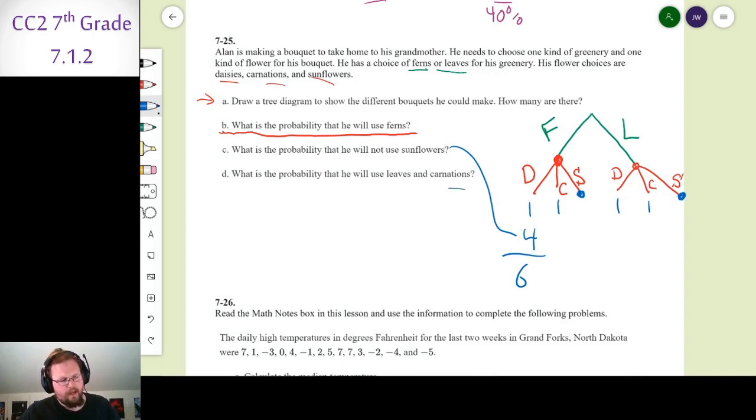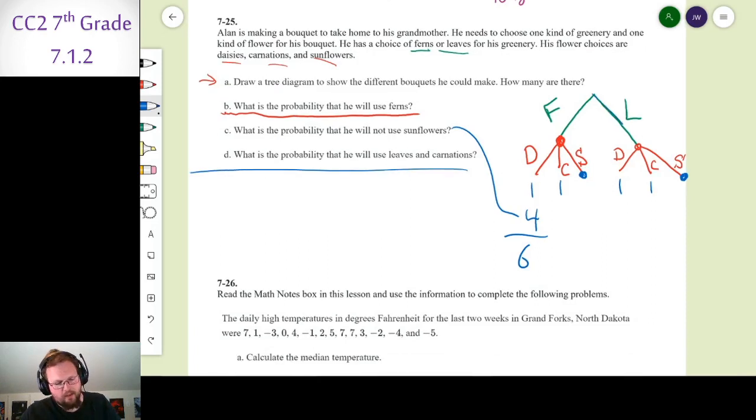Okay. And how many of these have leaves with carnations? So figure out there is exactly 1 option. That's the leaves and carnations path.